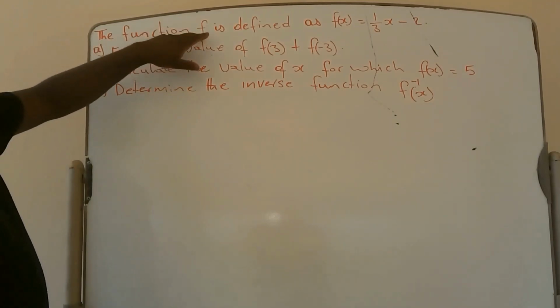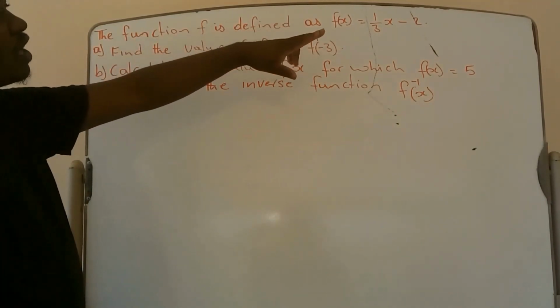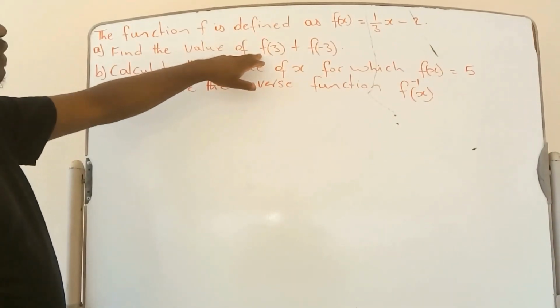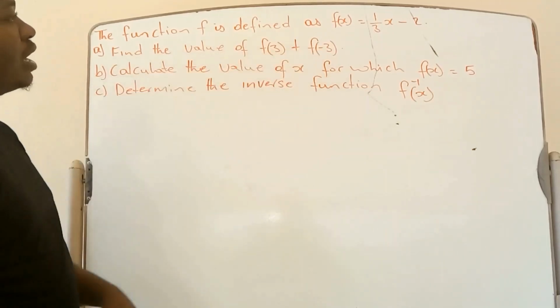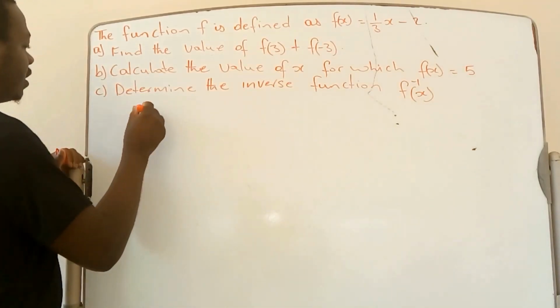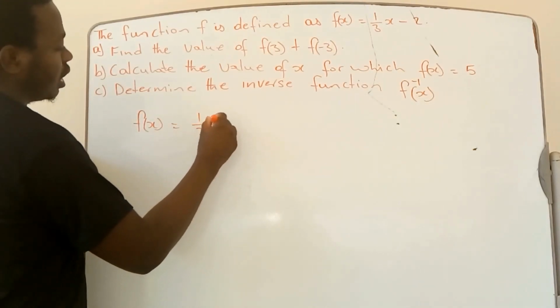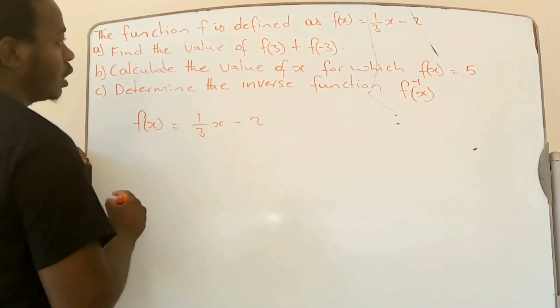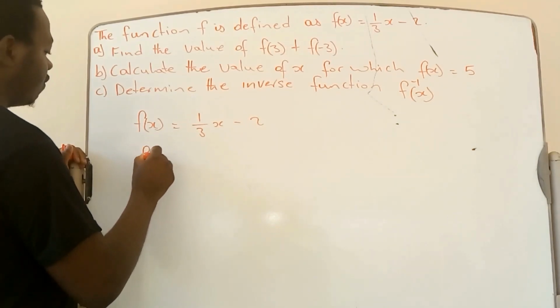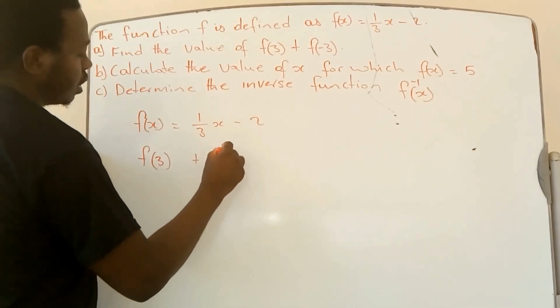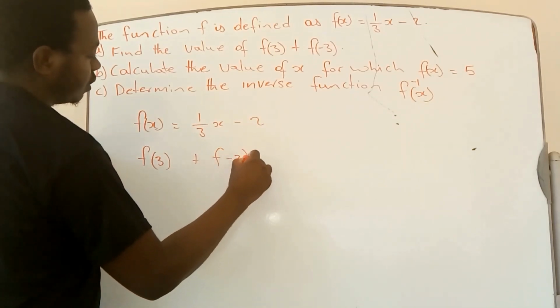The function f is defined as f of x equals 1/3 x minus 2. Find the value of f of 3 plus f of minus 3. So we know that f of x is equal to 1/3 x minus 2, and they want us to find f of 3 plus f of minus 3.